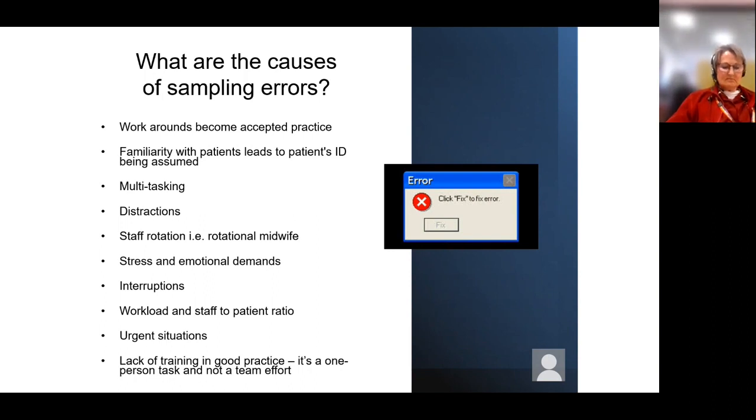The urgency of the situations that can be quite emotive in major obstetric hemorrhage, etc. And also a lack of training for tasks that should be completed by one person, often get completed by a team due to the time constraints and the desire that we have to help our colleagues and get the work done.